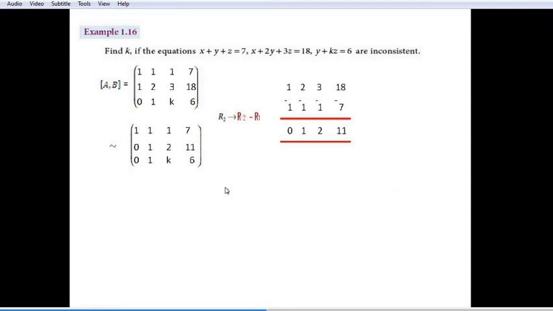Next, for echelon form you try to make this one 0. That means to make the second element of R3 zero, we do R3 minus R2. R3 is 0, 1, k, 6. R2 is 0, 1, 2, 11. By subtracting, we get 0, 1 minus 1 is 0, k minus 2, and 6 minus 11 is minus 5. Write it in echelon form.